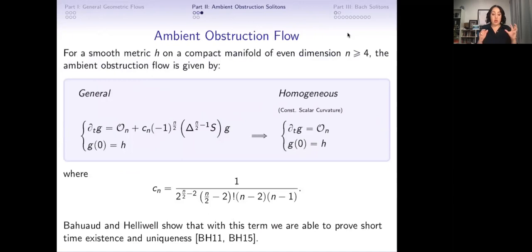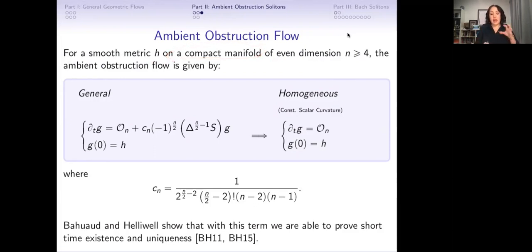Okay, so for an ambient obstruction flow, we're going to look at a smooth metric H on a compact manifold of even dimension n greater than or equal to 4. Why? If our dimension's not right, the ambient obstruction tensor is not defined. Okay, and we're looking at a compact manifold to make things a little bit nicer.